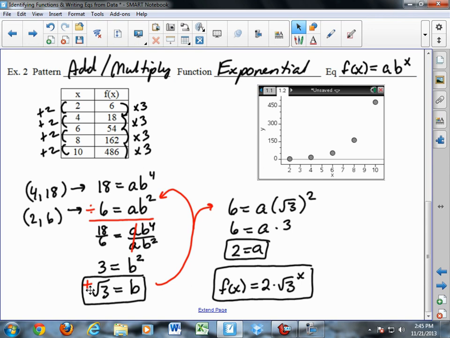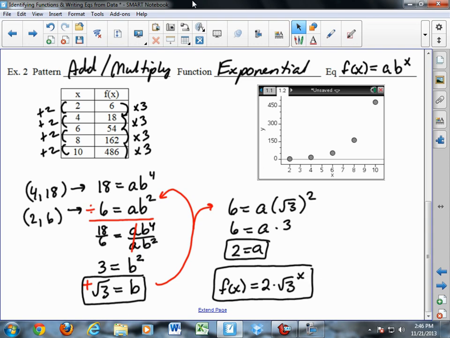function. Then I can substitute that value for b back into the second equation. I chose that one, and 6 equals a times square root of 3 squared, which is just 3, so a is going to be 2. So my final equation is f of x equals 2 times the cube root of x.